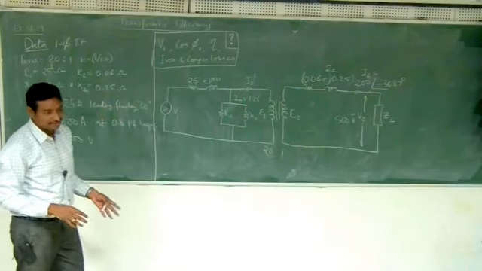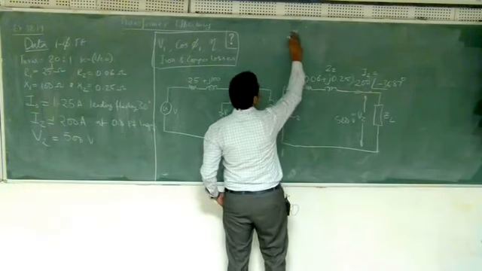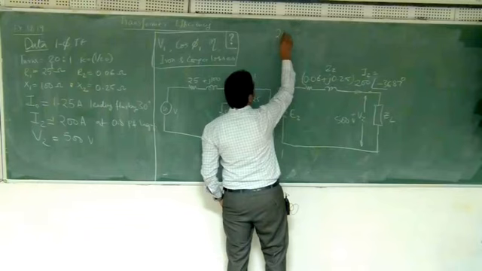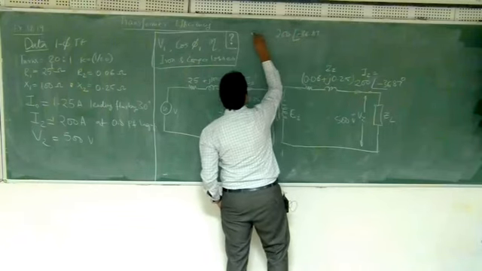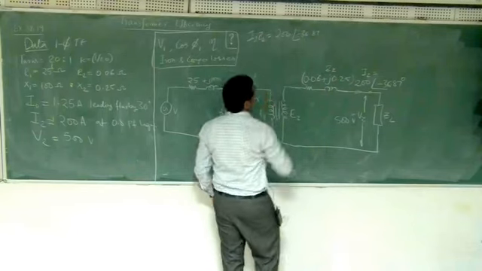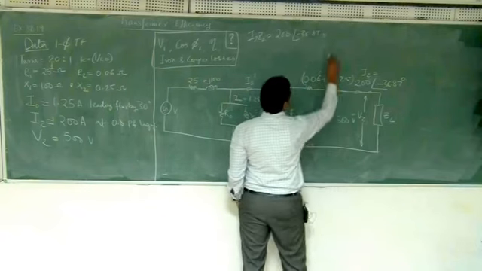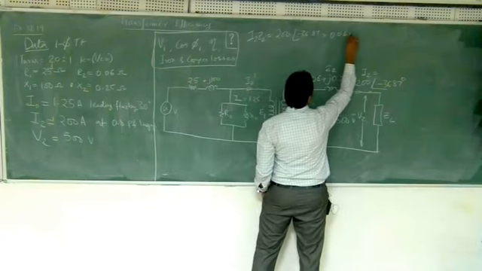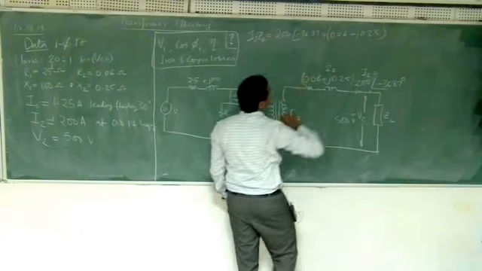So let's begin then. What is I2 Z2? Here I can write 200 angle minus 36.87. So this is I2 Z2, the drop in the secondary, multiplied by 0.06 plus J 0.25. Can someone help me out with this?